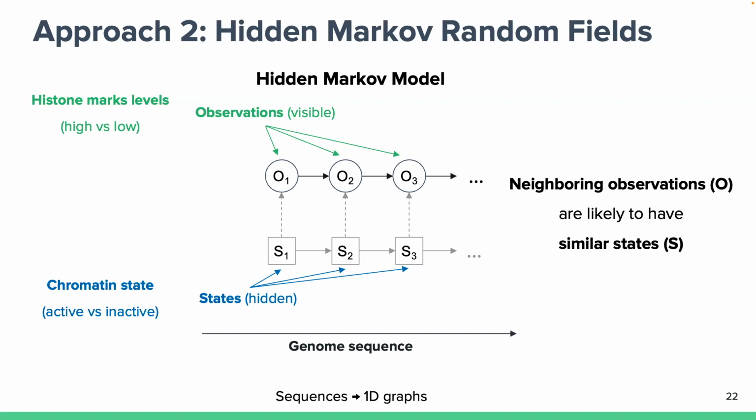And one important concept here is that underlying this model, there is the assumption that neighboring observations will be more likely to have similar states. This serves as a sort of smoothing function, so that even if there are fluctuations in the levels of, in this case, histone marks, this will not lead to a change of state at every element in the sequence. Now you may think, how is that related to spatial omics, to spatial domains?